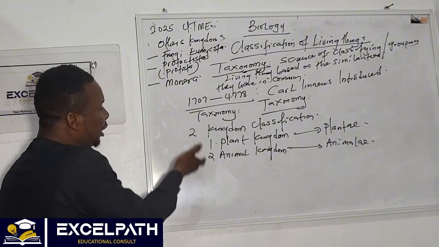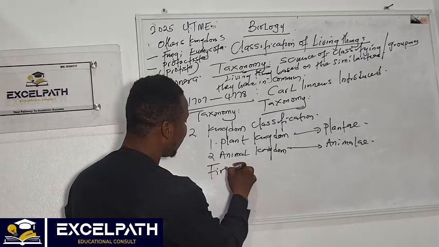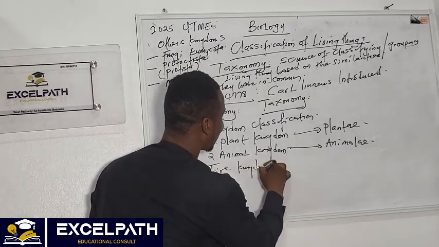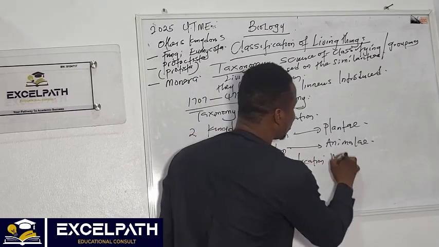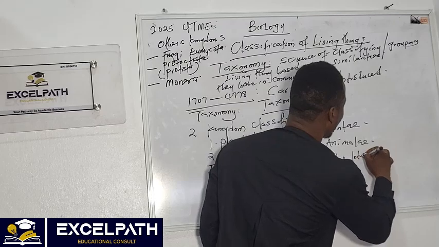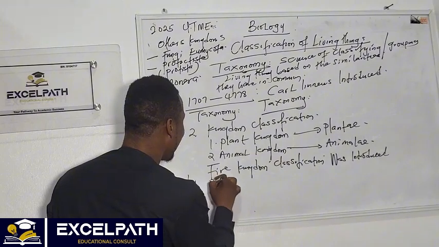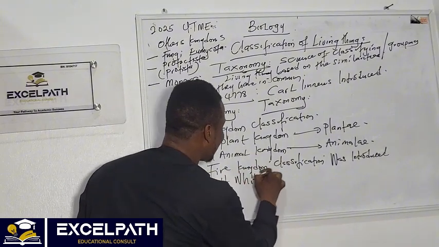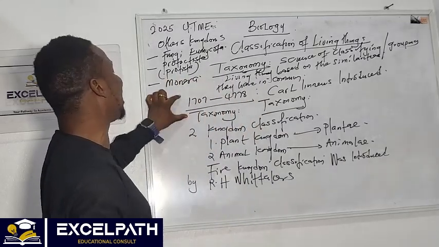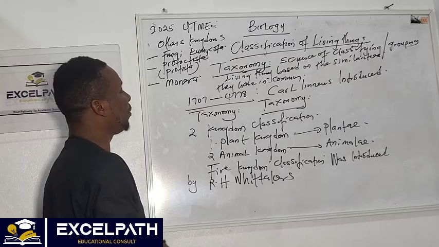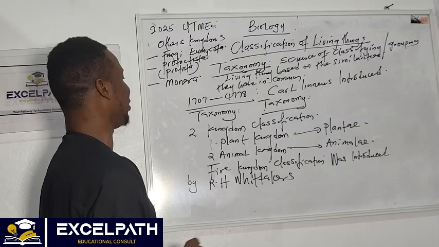Who introduced the two kingdom classification? Carolus Linnaeus. The 5 kingdom classification was introduced by R.H. Whittaker. Who introduced the 5 kingdom classification? R.H. Whittaker. Now let us list all the types of kingdom.